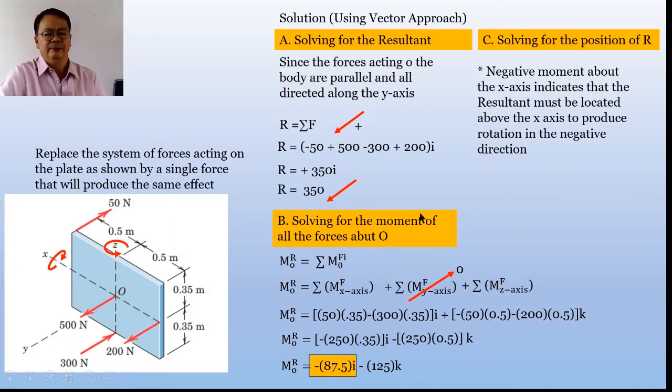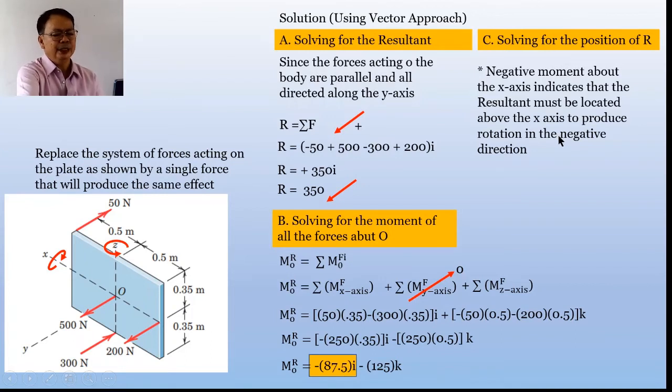Again, I would give emphasis, yung x-axis kasi narito. Ang positive moment about x-axis is directed as shown by this arrow. The direction of the resultant is 350 and directed towards the positive y. The moment produced by the resultant along the x-axis according to our computation is negative, and therefore for R to produce negative moment about the x, sabihin, para mag-produce siya ng moment opposite this direction, it must be located above the x-axis. Ayun yung explanation.